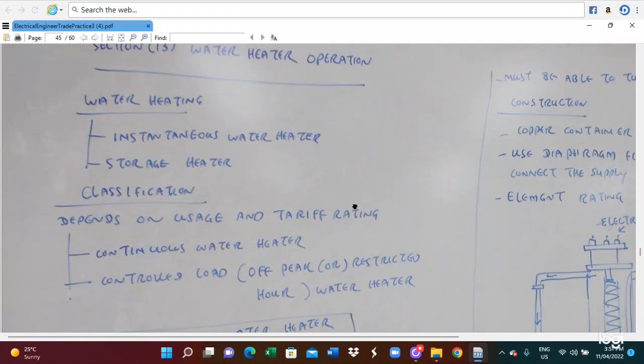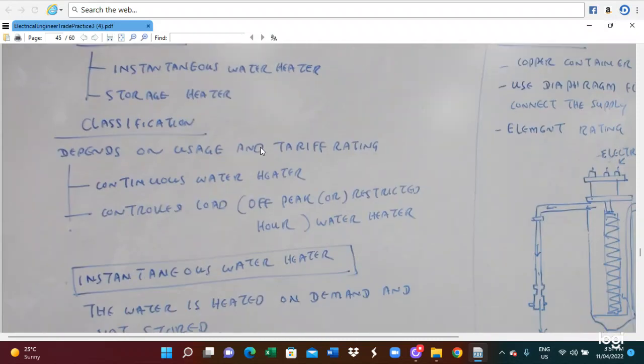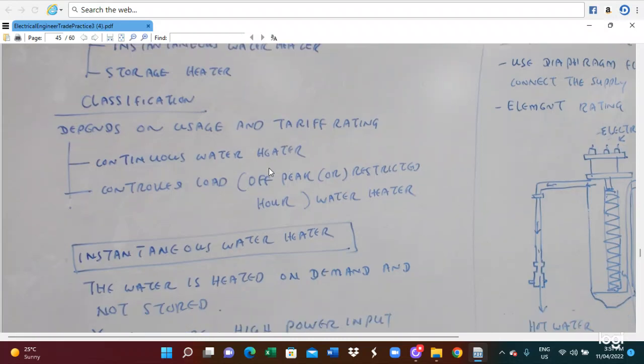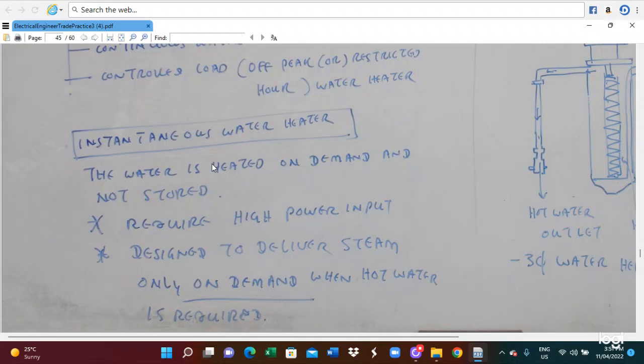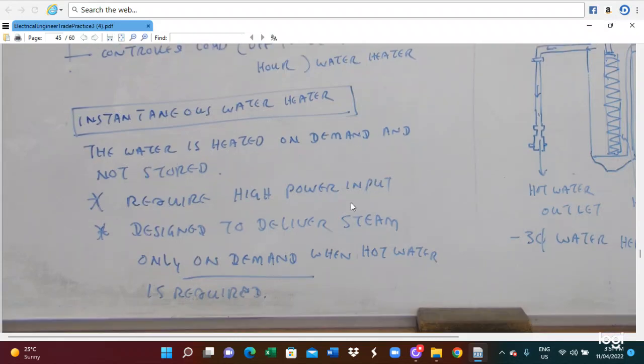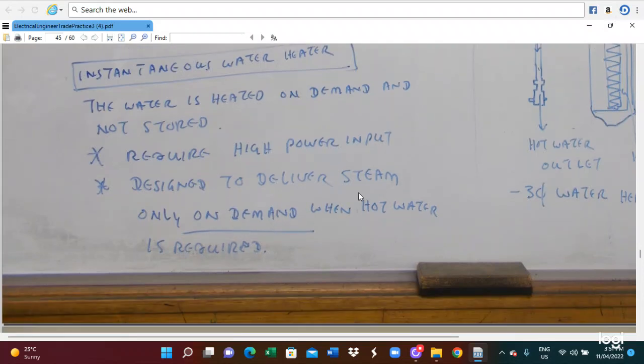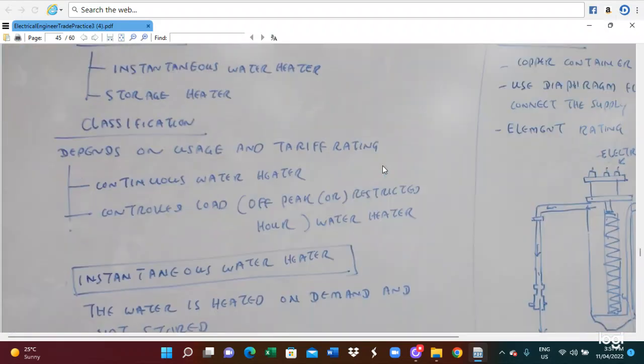A water heater is a water heating device, including the instantaneous water heater or the storage water heater. The classification depends on the usage and the tariff rating. So it includes a continuous water heater, a controlled load, or a restricted hour water heater. Instantaneous water heaters heat water on demand and do not store it. They require a high power input, designed to deliver hot water only on demand when hot water is required. So this is the operation of the hot water heater system.